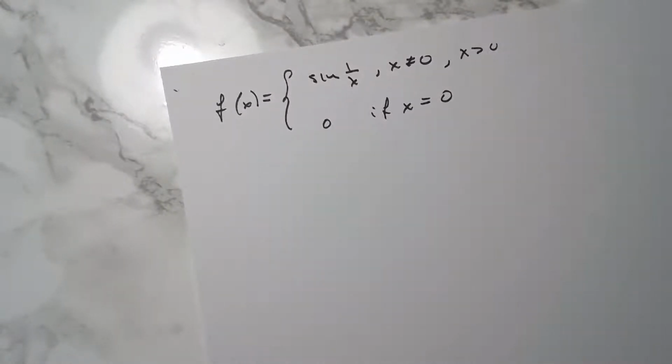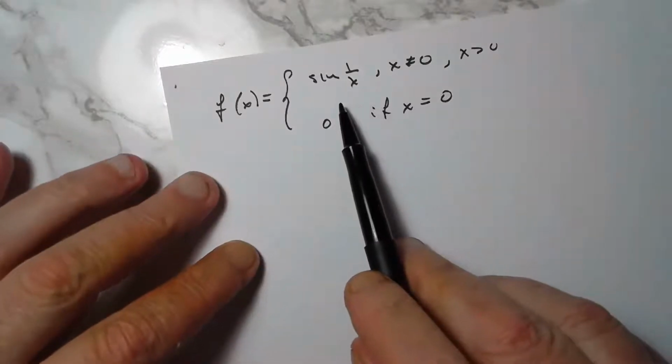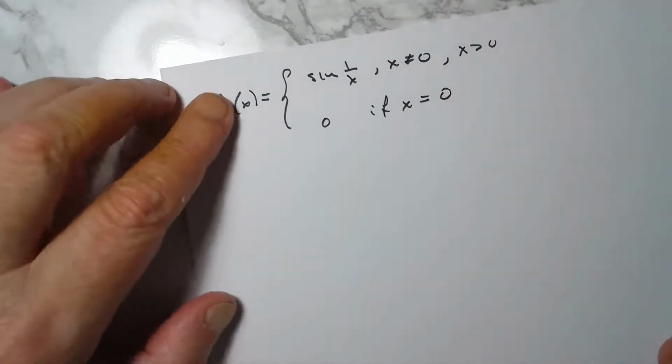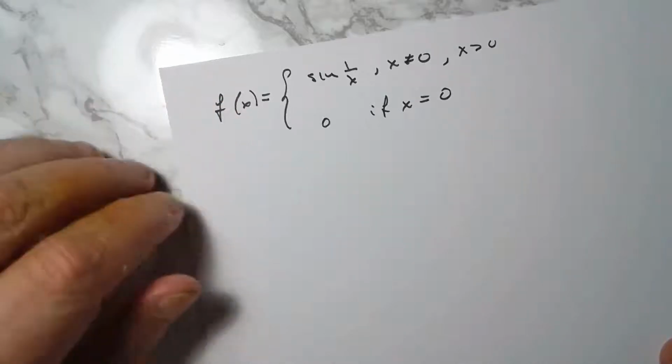Okay, so if you think about it, it's a little bit illegal because we haven't defined sine of x yet. The function sine will be defined in chapter 8 of Rudin, believe it or not.